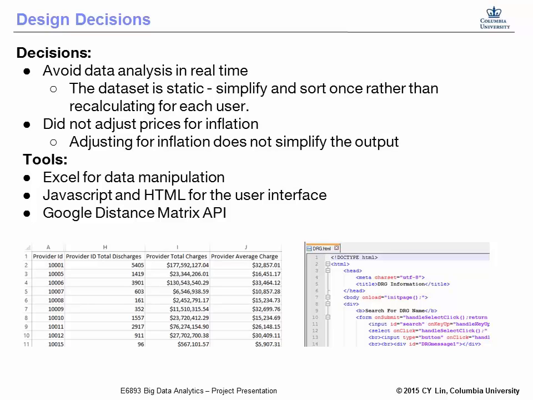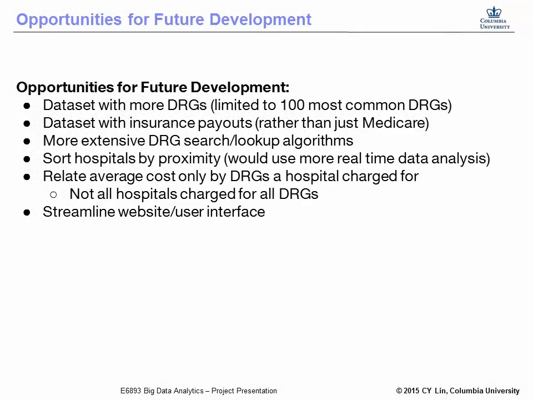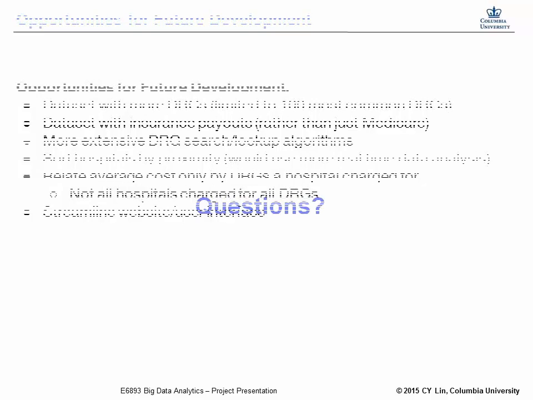If we were to improve upon this project in the future, we would use a dataset with more DRGs. This only had the most common DRG. We would also use a dataset that has more insurance information rather than just Medicare. We would elaborate upon our DRG search and look up to make it more precise. We would sort the hospitals by closest distance to the user. Additionally, we would make the listed DRGs specific to the ones that the hospital offers. Lastly, we would develop the user interface further.